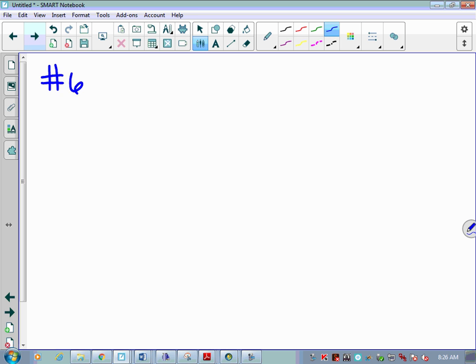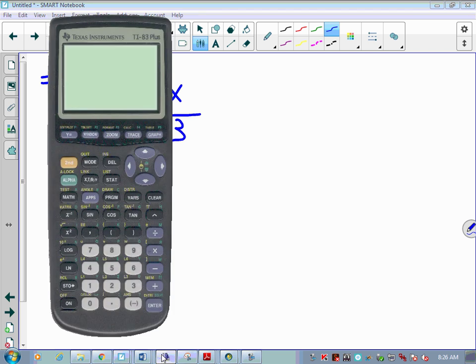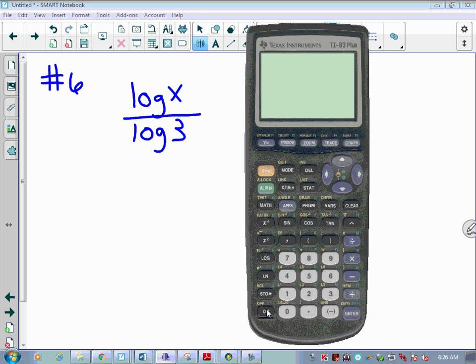Number 6 says sketch the graph of y equals log base 3 of x. The way I would plug this in my calculator is log x over log 3. I should find something along this line. If I didn't give you credit for this, it definitely looks like you should have. I'm going in here, log x divided by log 3. And we just want the graph.